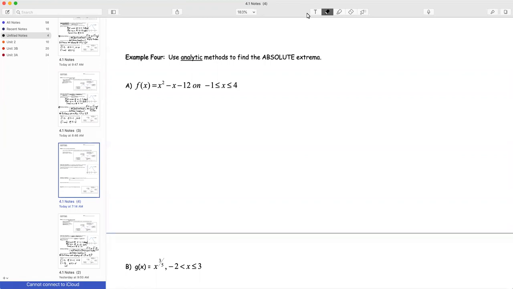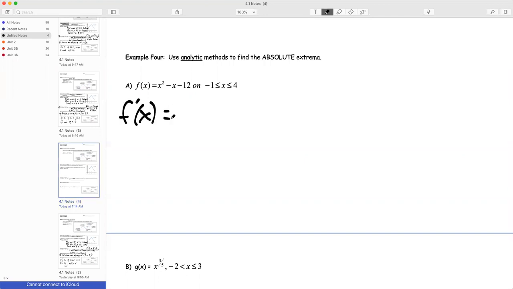Example 4 says use analytic methods to find the absolute extrema. But before we begin, let's think about the function that they give us. This is a quadratic function, meaning it is a parabola. It opens up because the x squared is positive, therefore the vertex is going to be a minimum, and on the left side of the vertex the function will be decreasing, and on the right side of the vertex the function will be increasing. So now let's jump in and do the calculus.